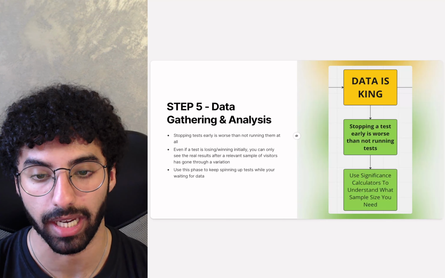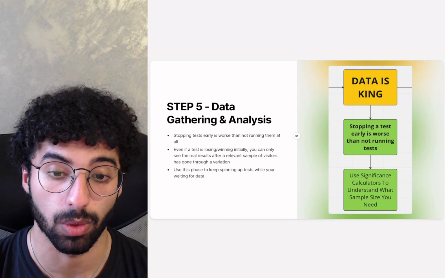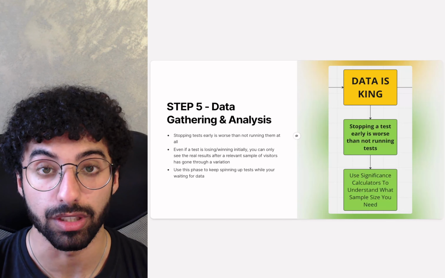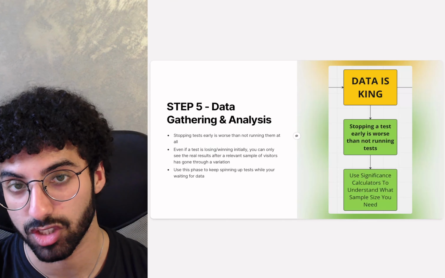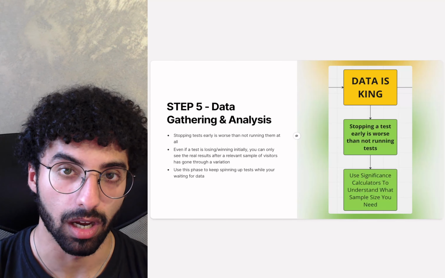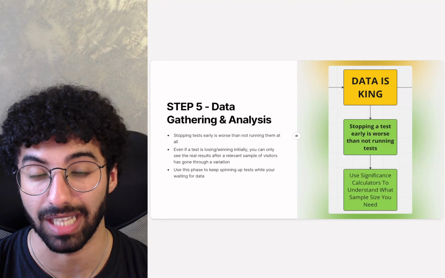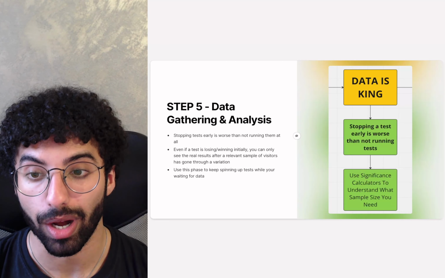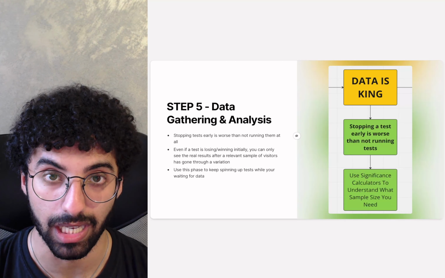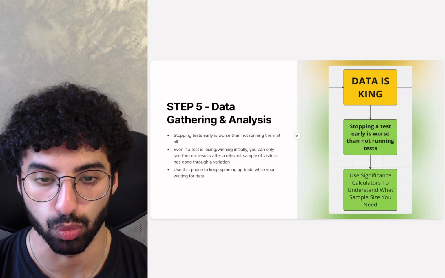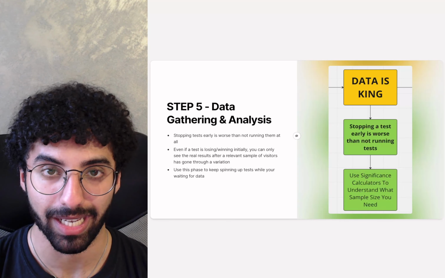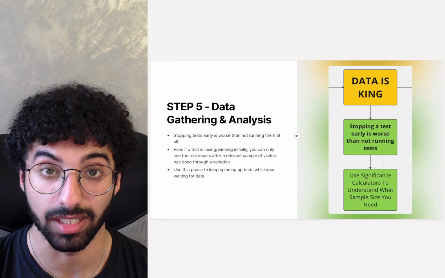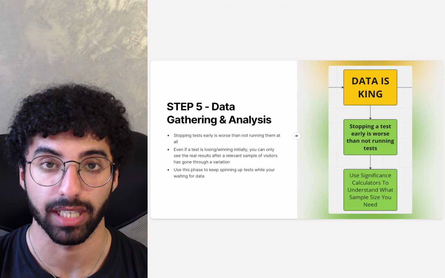Even if a test is winning initially, you can only see the real results after a relevant sample of visitors has gone through a variation. This obviously changes with the scale of your brand. So if you're getting 100,000 visitors per month or 10 million visitors per month, this number will be different based on the scale of your brand. But you don't want to stop tests early, even if they're losing or winning, because it is worse than not running them at all, because then you're making decisions and you're making changes based on flawed assumptions. You cannot decide if a test is winning or losing just by testing it for 1 or 2 days.